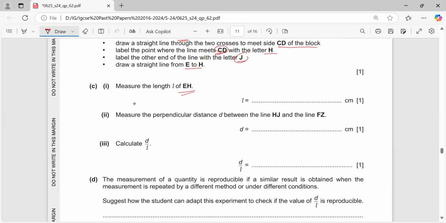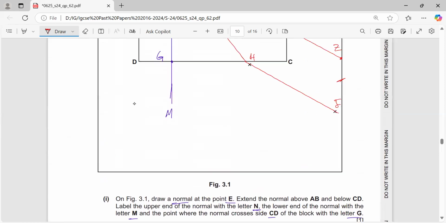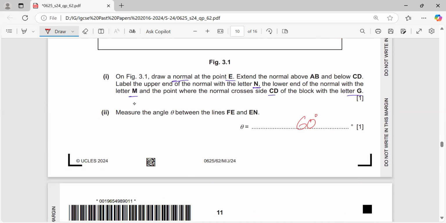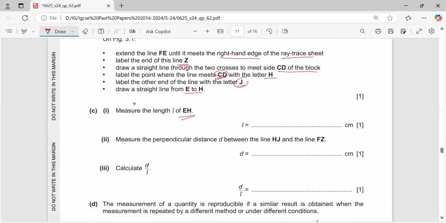Measure the length L of EH. I'm measuring it, and please use the centimeter side. It is 7.7 for me. I'm writing it, 7.7 centimeters. Then measure the perpendicular distance D between the line HJ and FZ.